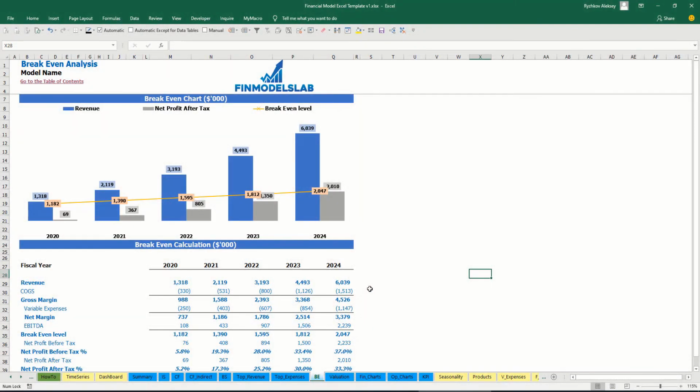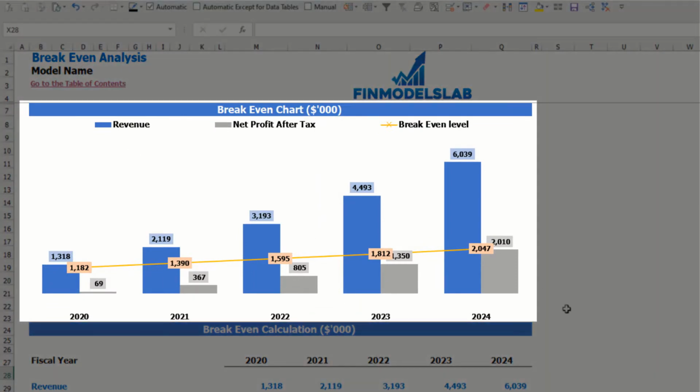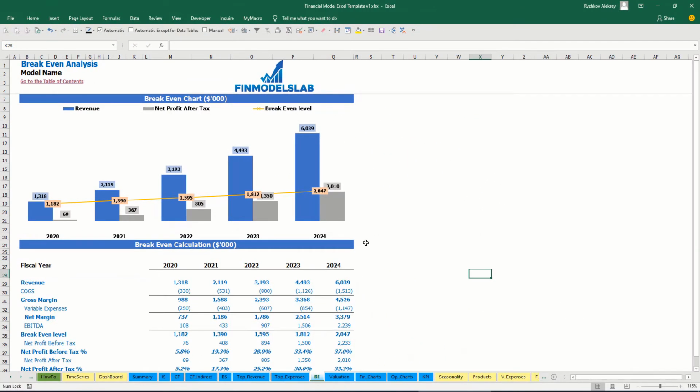On the break-even tab, you may find the calculation of revenue break-even level and break-even chart. For this particular use case, you may find that your revenue break-even level is less than actual revenue. This means that the company is profitable.